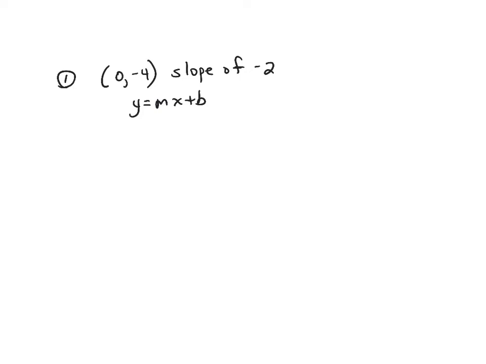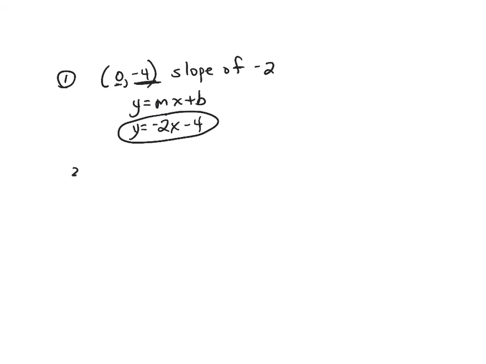Now for this one, I know that the slope is a negative 2. So I am going to have y equals negative 2 is the slope, and the y and the x are going to be part of the formula, and the b stands for where it crosses the y-intercept. Well, I know what the y-intercept is. I know that the y-intercept here is a negative 4 because x is 0. So the equation of this line is just going to be y equals negative 2x minus 4.